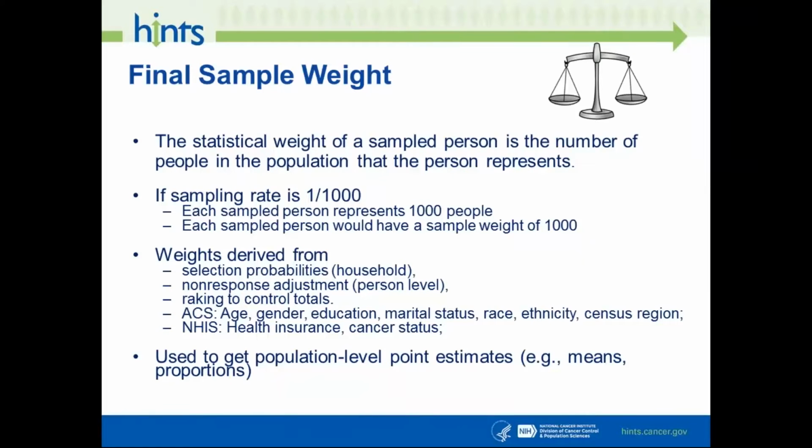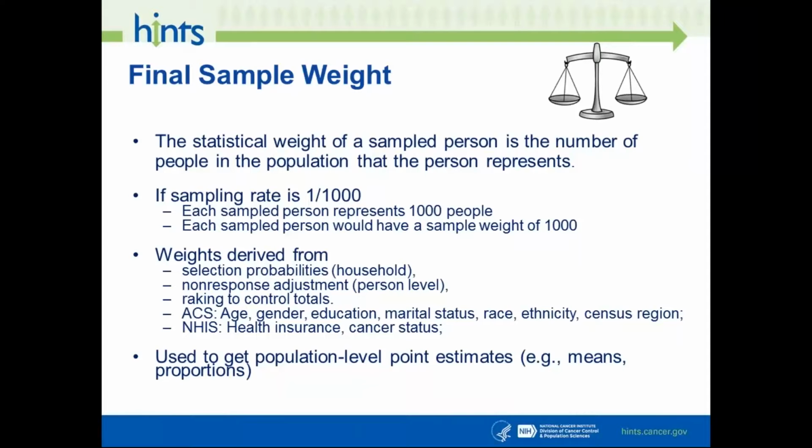So how are the weights calculated, and what do you use them for? In the simplest sense, if you think about sampling, and very importantly, HINTS uses a complex sampling procedure, and I'll talk about that a little more. But let's say your sampling rate is 1 out of 1,000. You're taking 1 out of 1,000 people, so each sampled person would represent about 1,000 people. If you want to create a very basic sample weight, you would take the inverse of that ratio. The inverse of 1 out of 1,000 is 1,000. So each sampled person would represent 1,000 people, and their weight would be 1,000.